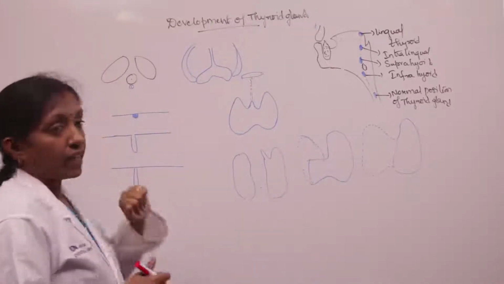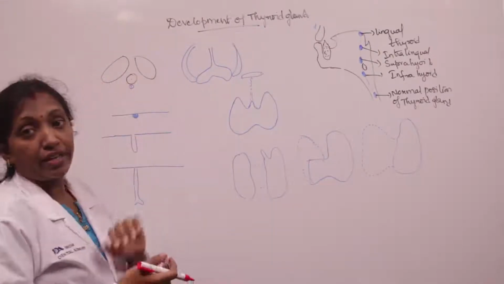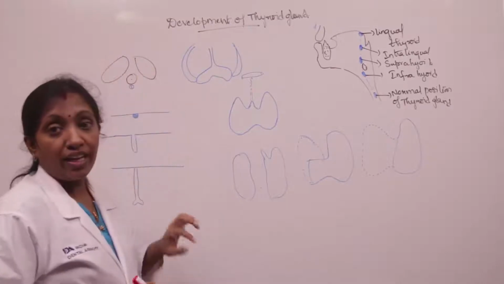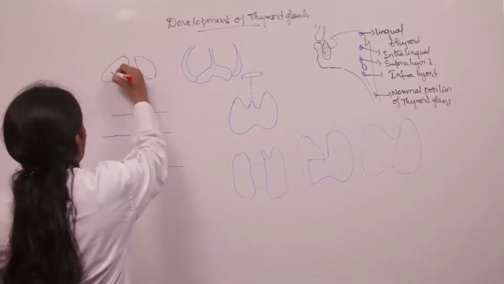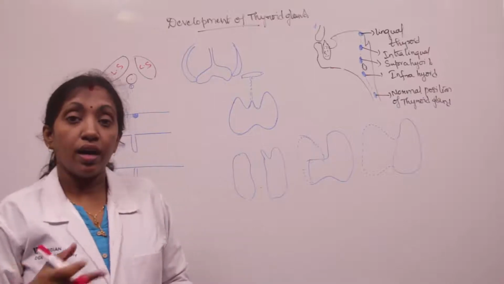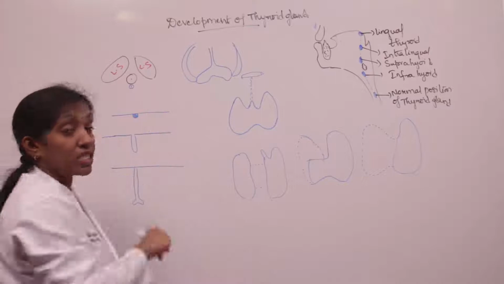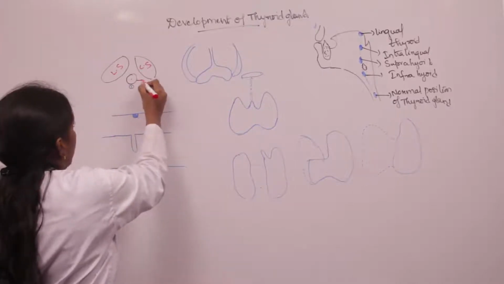We know that the ventral parts of the first arch undergo swellings. They form a pair of lingual swellings and one more swelling. That one we call the tuberculum impar.